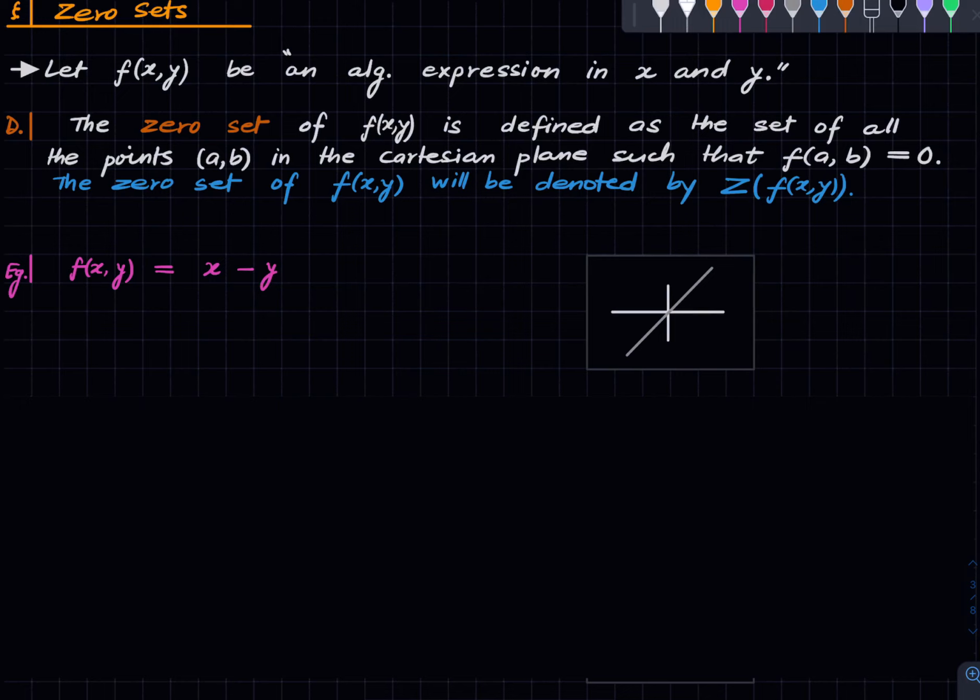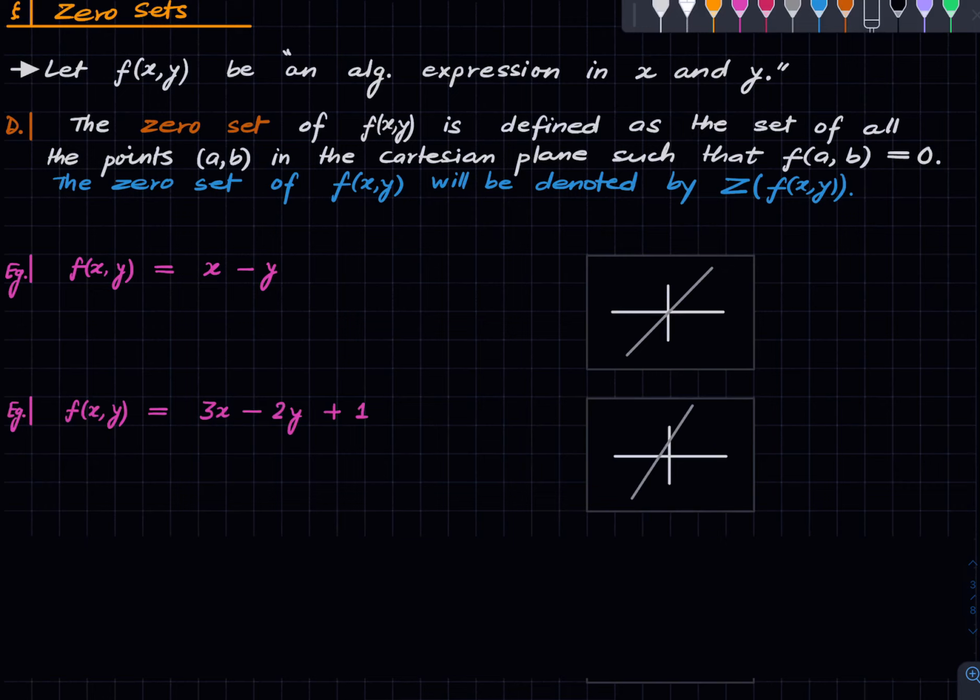Okay. Here is another example. This time our algebraic expression is a little bit more complicated, and if you plot all the points where this vanishes, you will see something like that.